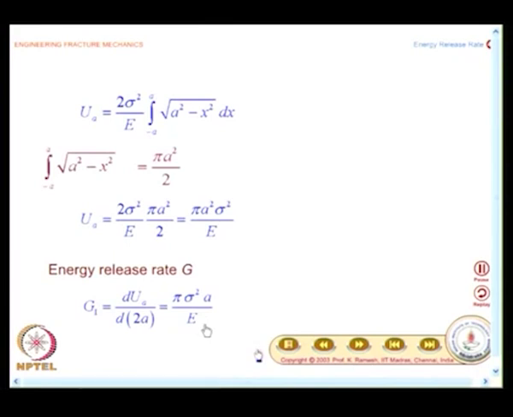See, for this specific problem, we also know the analytical expression for K. What is the analytical expression for K? It is sigma root pi A. Can you find out an interrelationship between G and K with this? G equal to K squared by E, that is all, as simple as that. But we have done it for a specific problem here.